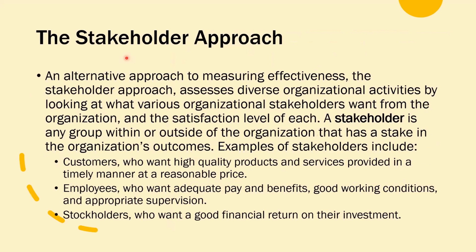An alternative approach to measuring effectiveness is the stakeholder approach. It assesses diverse organizational activities by looking at what various organizational stakeholders want from the organization and the satisfaction level of each. Now, a stakeholder is any group within or outside of the organization that has a stake in the organization's outcomes. The examples of stakeholders include customers who want high quality products and services provided in a timely manner at a reasonable price, employees who want adequate pay and benefits, good working conditions, and appropriate supervision.